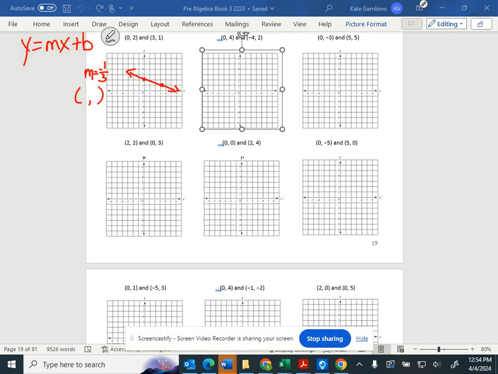0, 2. They actually gave us the y-intercept up here. Are they always going to give us the y-intercept? Let's see. So now I need to put it into my y-intercept form. What is that going to look like?